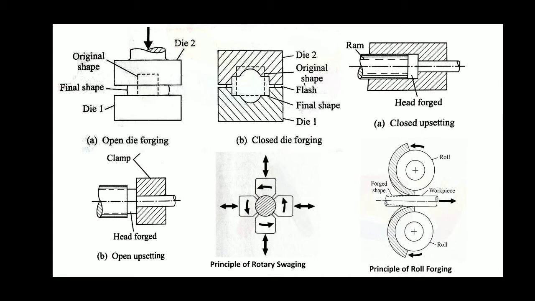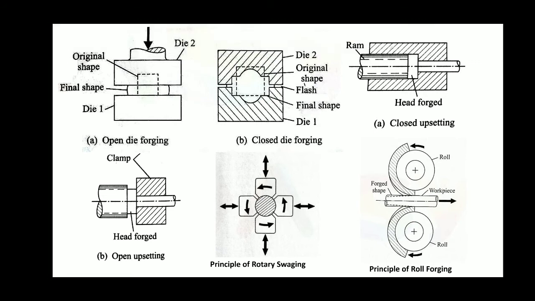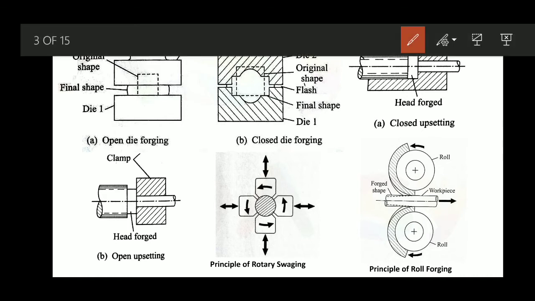Now the first figure shows the open die forging. So what is open die forging? As you can see, this dotted line shows the original shape of the work material, from which we need this type of final shape. In open die forging, flat kinds of dies are used, and we do the hammering action with the help of generally this movable die.